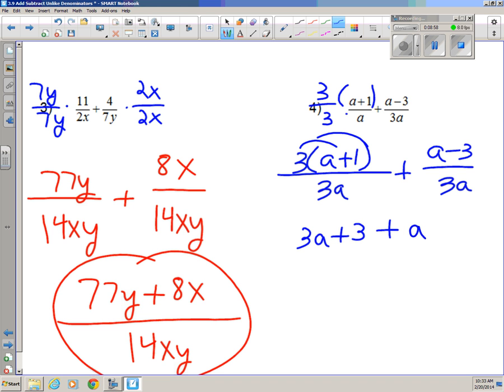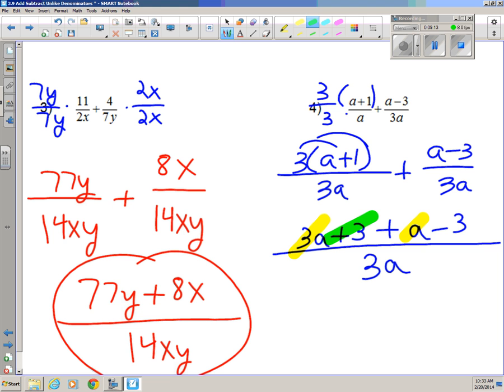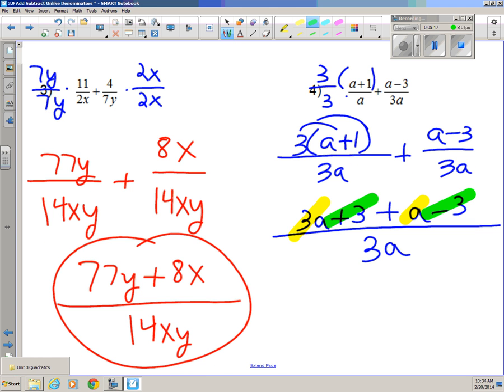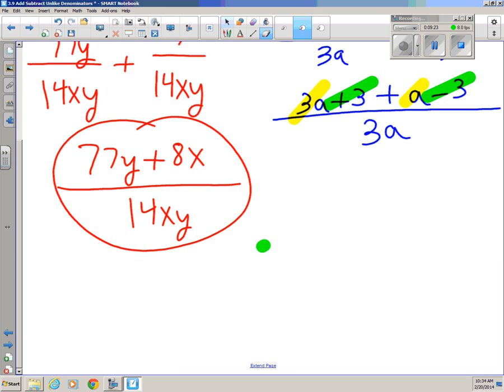I know it's going to go into the same numerator, right? Because as long as I've got common denominators, I can combine the fractions. And now what I see is I do in fact have some like terms up top. These guys can combine, and these guys can combine. So in terms of your numerator, let's get back here. Let's clean this up a little bit.